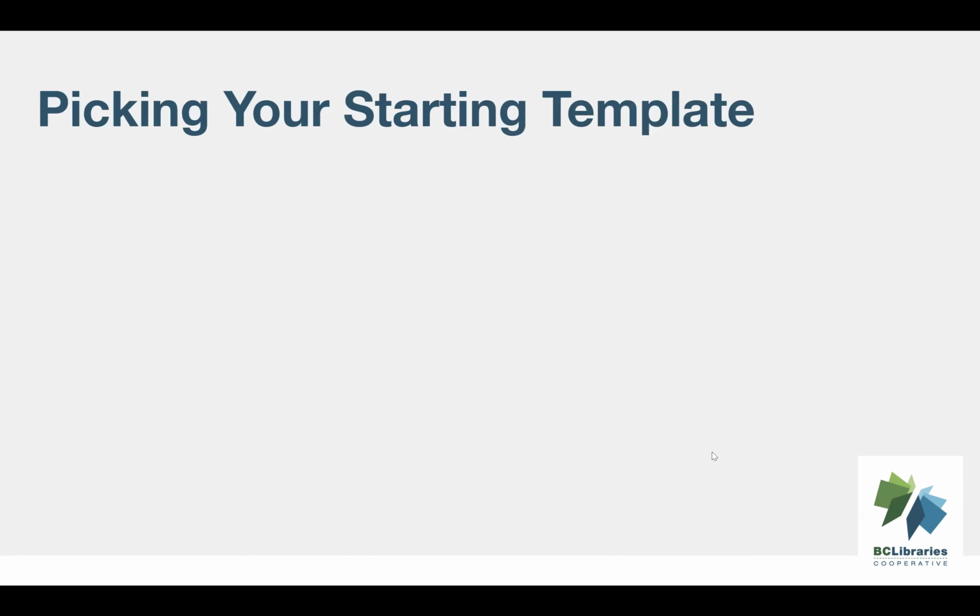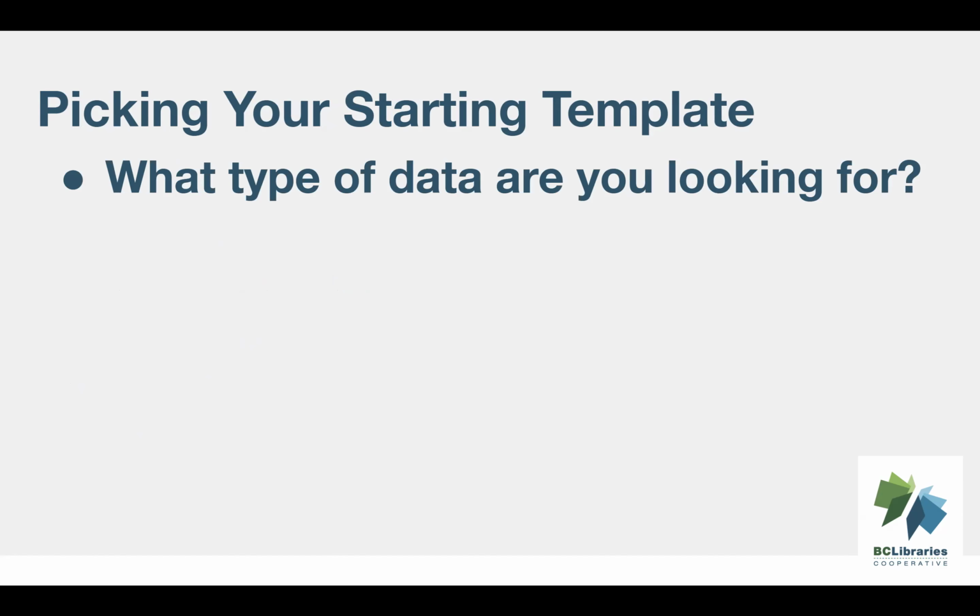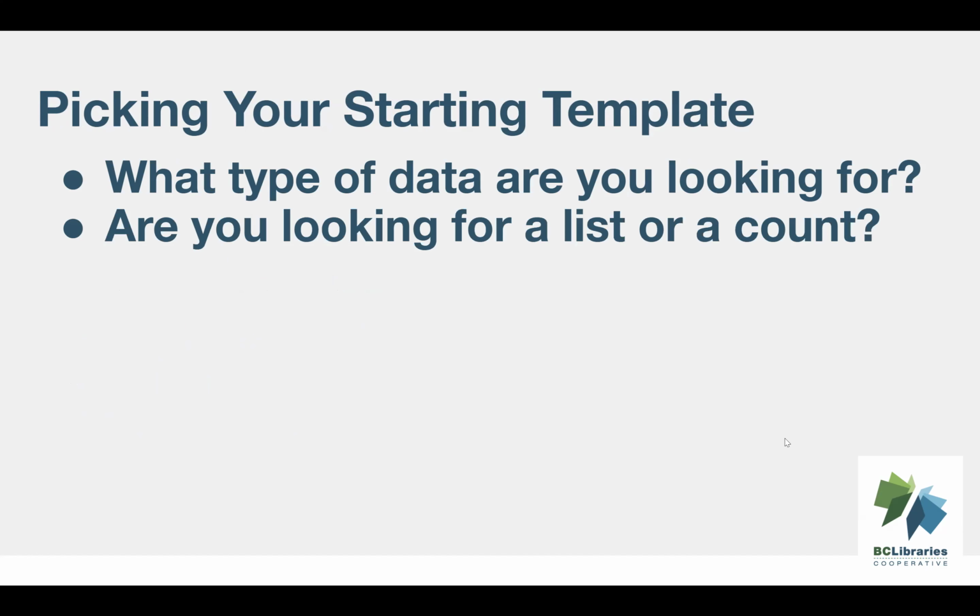So picking your starting template. The existing Sitka templates are widely varied and cover hopefully most of the reporting needs of a library. When choosing your starting template, there are some initial considerations. So what type of data are you looking for? Are you wanting to look at patron data, items, circulations, holds, etc.? Are you looking for a list or a count? So are you wanting to count titles, items, patrons, or are you wanting to actually list items and patrons?